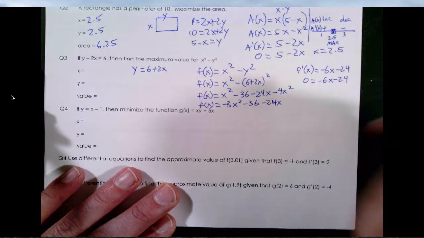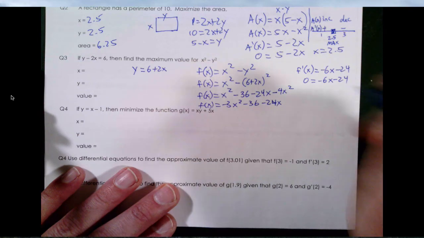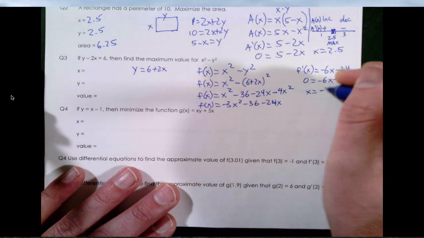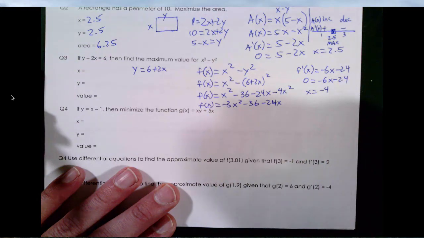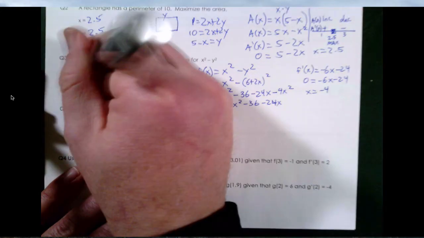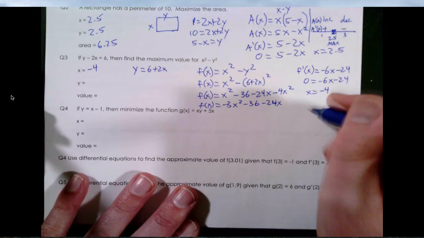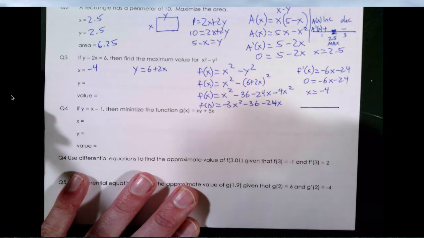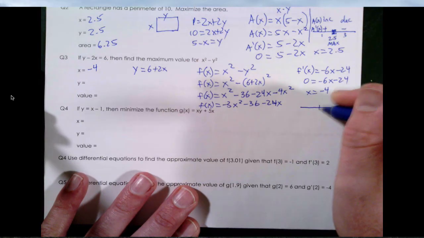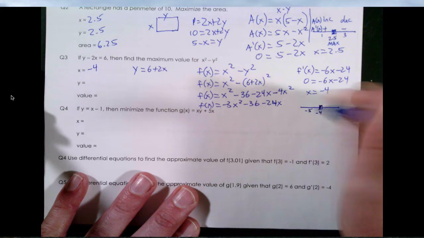And you're going to find that x equals, let's see, add that across, negative 4. So x equals negative 4. All right, so I have my x value. Let's verify that that is an actual maximum, before I get too ahead of myself. And here we go, negative 4 is here. Let's try negative 5, negative 3.